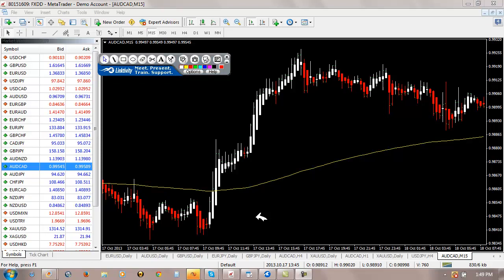All right, let's look at a few more trading setup examples. This first one is on the Australian Canadian dollars, a 15-minute chart. So this is really suited for day trading. It can get you into some very fast turns in the market with low risk.